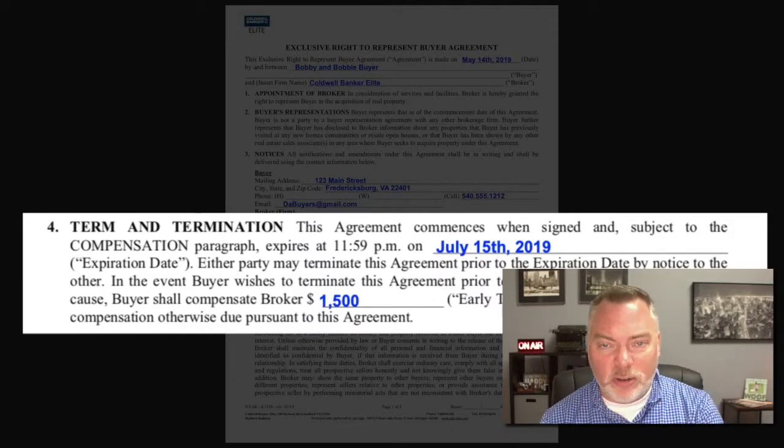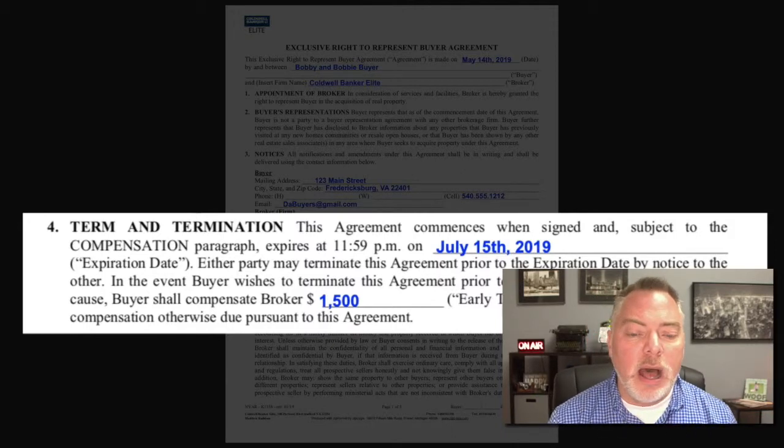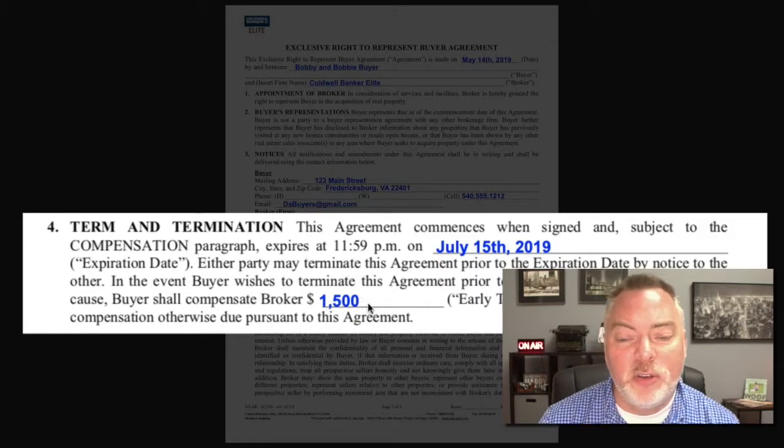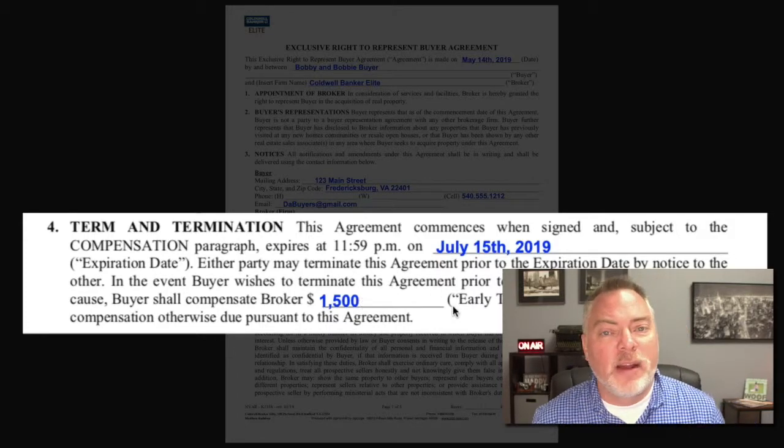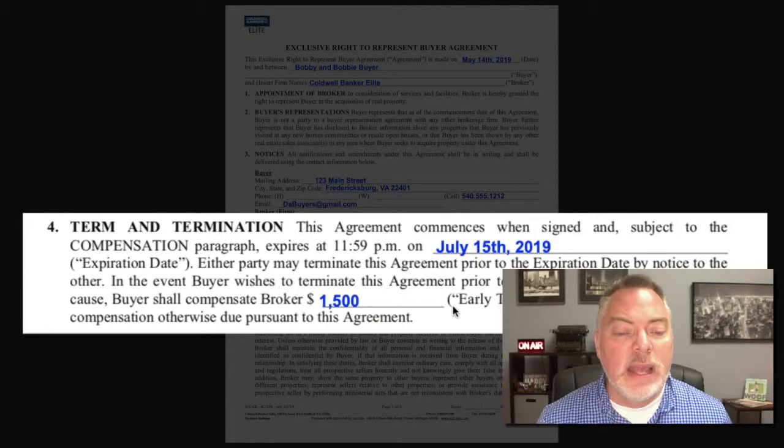This carries you until they enter into a contract for a home. And then the termination agreement. I do put $1,500 in my buyer agency agreement in case they want to terminate early, and that's if they want to terminate early without reason. And so I tell the buyers, this agreement's for 1 weekend or 2 months.